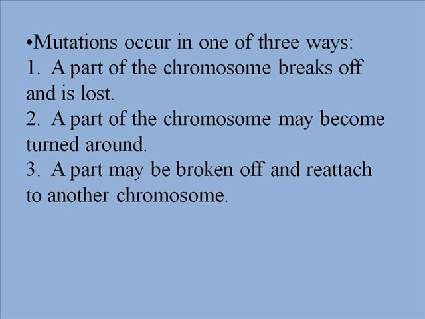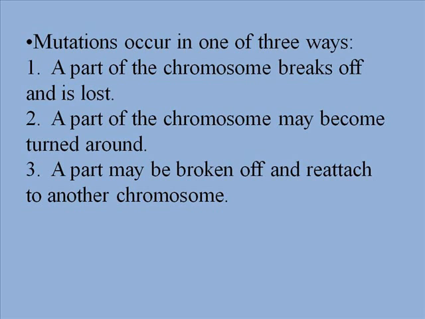First way is that a part of a chromosome, so a section of DNA, breaks off and is separated from all the other chromosomes, and it's just kind of lost in the nucleus. The second way a mutation can happen is that a part of a chromosome can break off, flip around, and then reattach. So it actually reattaches backwards. The third way is that a part can break off of one chromosome and reattach to a totally different chromosome.